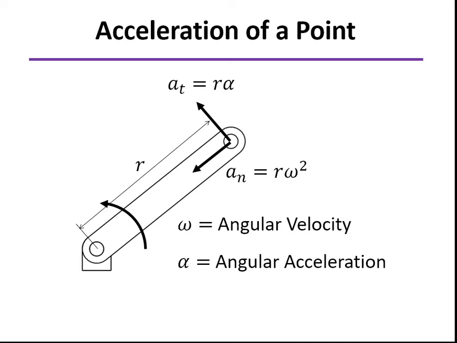We would write the normal acceleration before, when we were looking at particles, as being v squared over rho, but in this case rho is r. V, as we said, was r times omega, so v squared over rho would be r times omega squared.